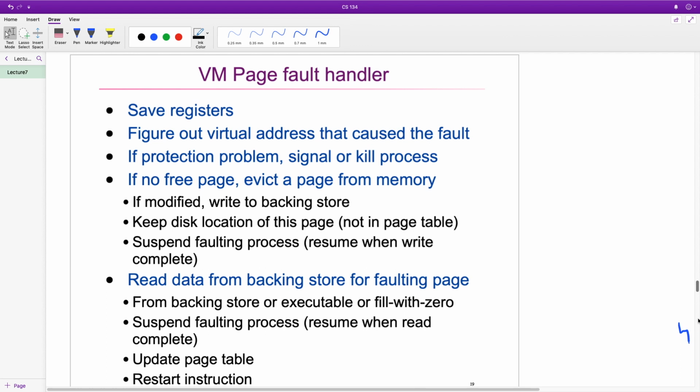We suspend the faulting process unless we're filling with zero. If we're filling with zero, we can do that very quickly. But otherwise, backing store or executable means we're reading again, and that's slow. So we'll suspend the process again, update the page table, and restart the faulting instruction. That's virtual memory. That sounds really slow.